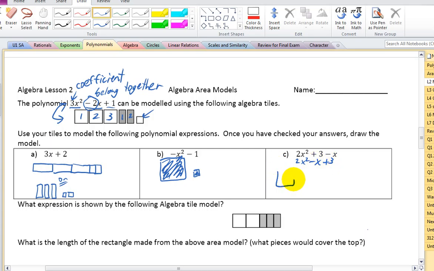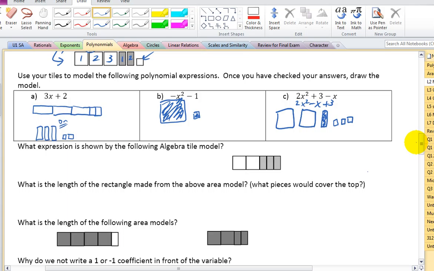So when we're drawing that, here's a 2x squared, two big squares, and a negative x. How do I show that it's negative when I draw it? Shade it. So I should see that you attempted to shade it. And what about a plus 3? Do we shade these little 3 squares? No, because they're positives. Okay? Good.